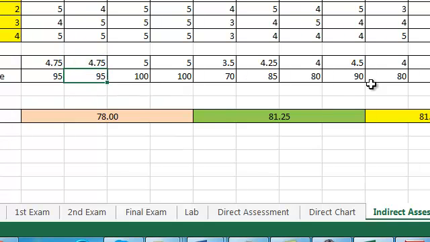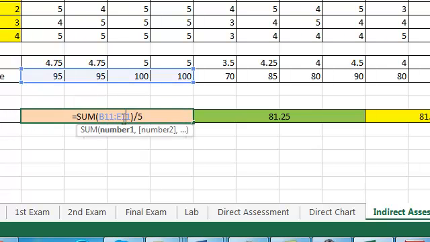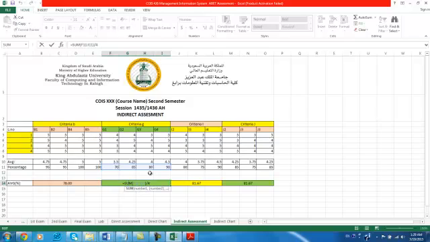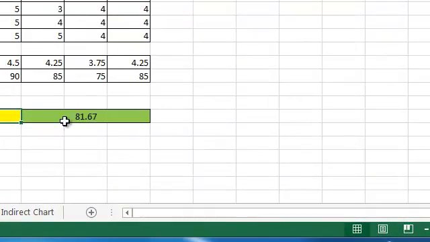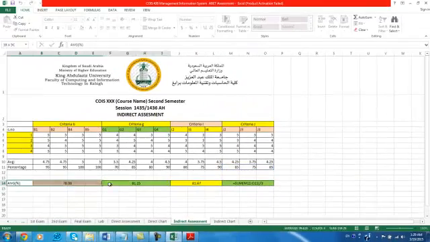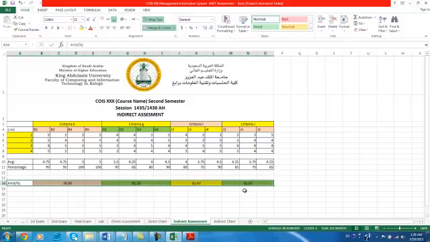The second one is the same thing: we divide by 5, we divide by 5. Finally, we need the overall percentage for criteria B. To find the overall percentage, we add all and divide by 5. Again we add all and divide by 4, then again add all and divide by 3, and again add all and divide by 3. In this way we find the average.